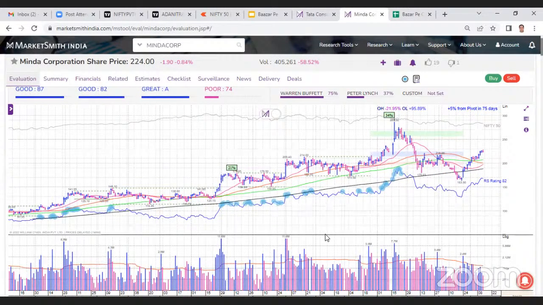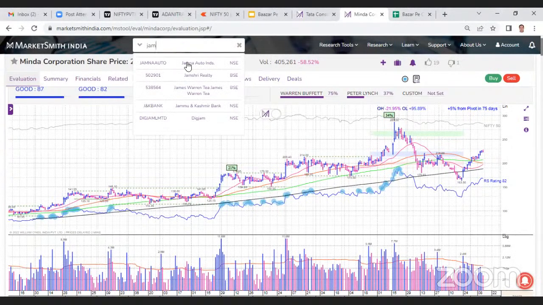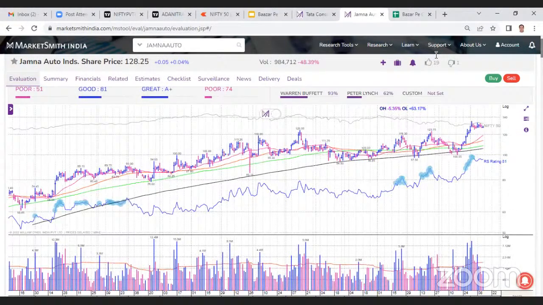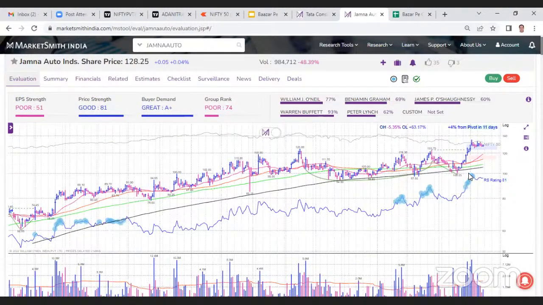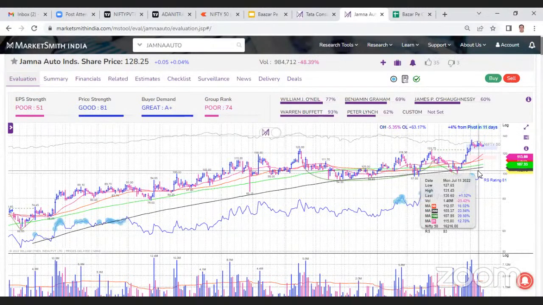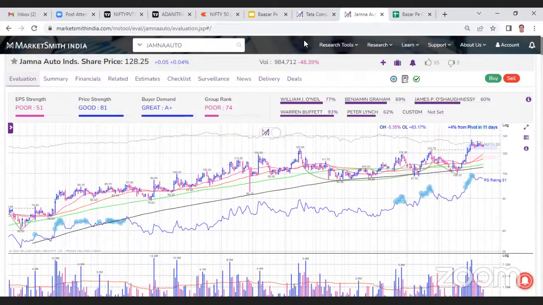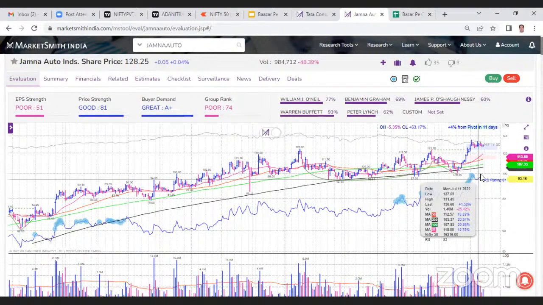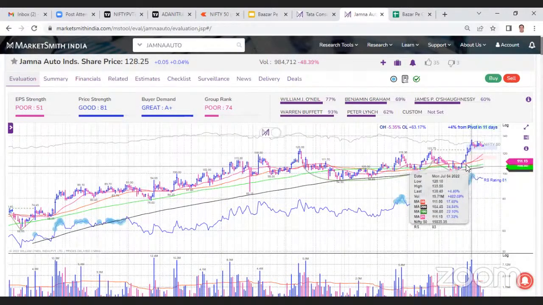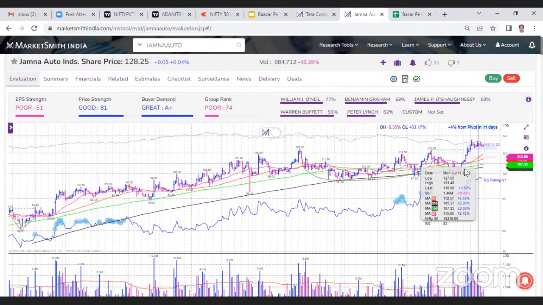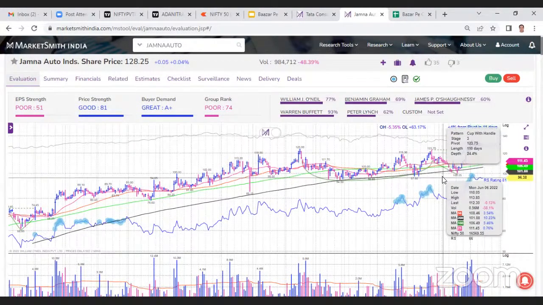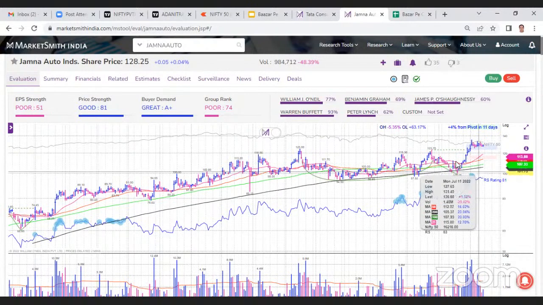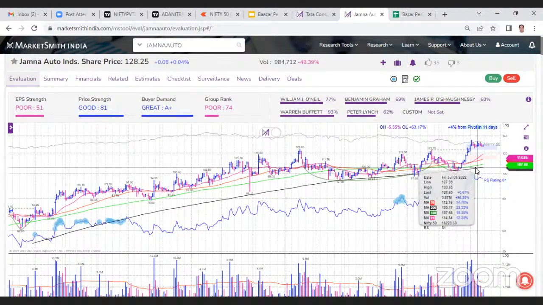Then Jamna Auto. The entire auto pack, as Pawan has already discussed, is in rally mode, trading above all its key moving averages. Jamna Auto is in a bullish trend. It has also given a William O'Neill breakout, a cup with handle pattern, and it is just 4% above that breakout level.